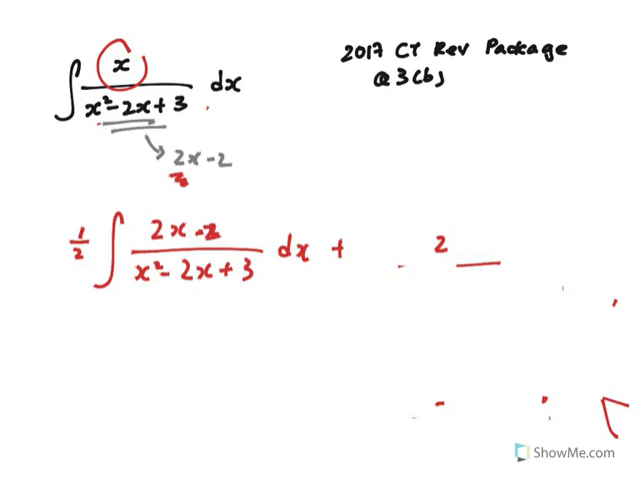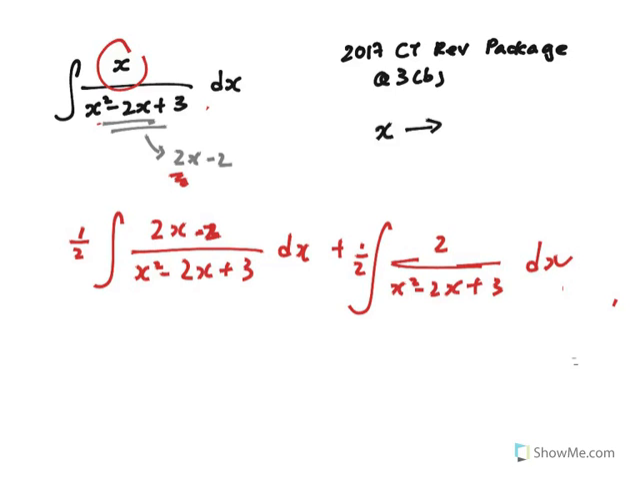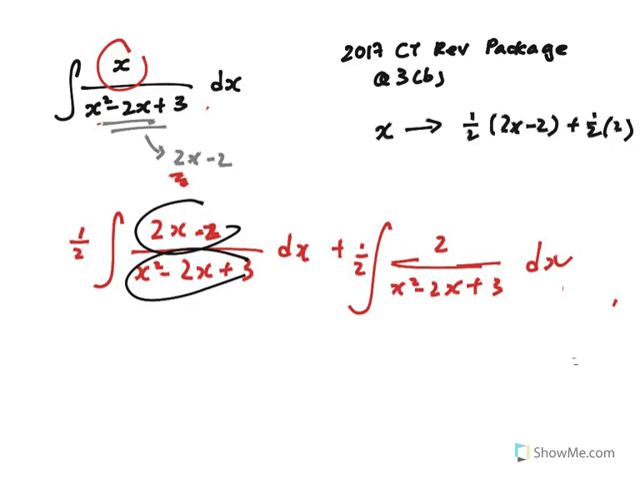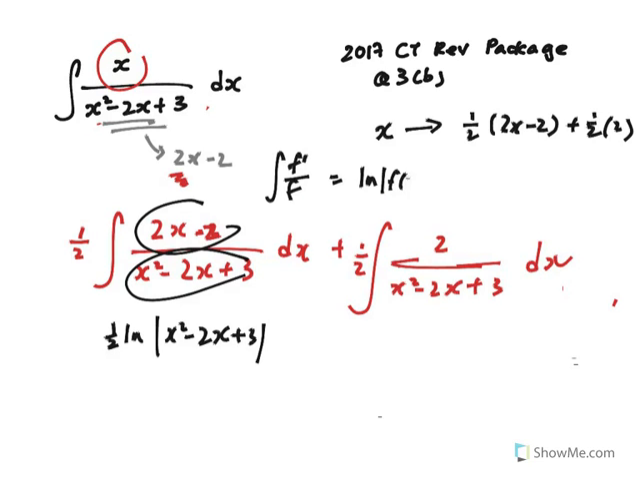Creating something out of nothing, basically, from x squared minus 2x plus 3. Of course, there's a half here, so I also need a half here. Notice what I'm doing: I've converted x into half of 2x minus 2 plus half of 2. That's what we are doing here because we recognize that this is f prime over f. And from here, this is just half of ln of x squared minus 2x plus 3. Remember, if you integrate f prime over f, it gives you ln of f x plus c.